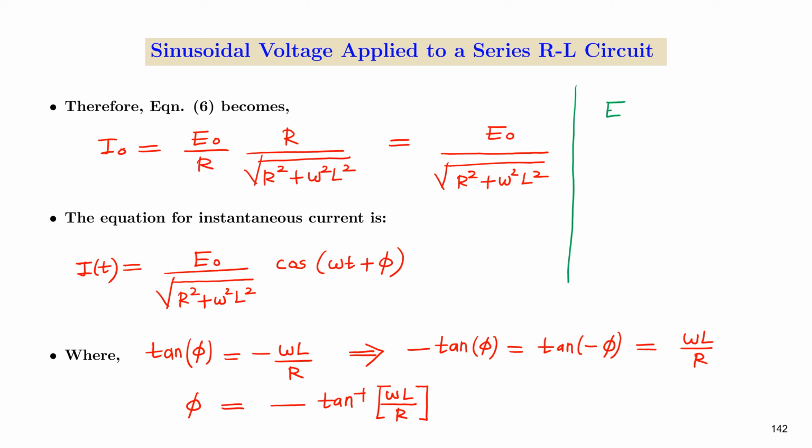Note that the voltage waveform was E equal to E0 cos omega t. When such a sinusoidal voltage is applied across a series LR circuit, the instantaneous current I(t) is proportional to cos of omega t minus phi, because the sign of the phase angle is negative. What this essentially means is that in a series RL circuit, the instantaneous current lags behind voltage by a phase factor of phi.